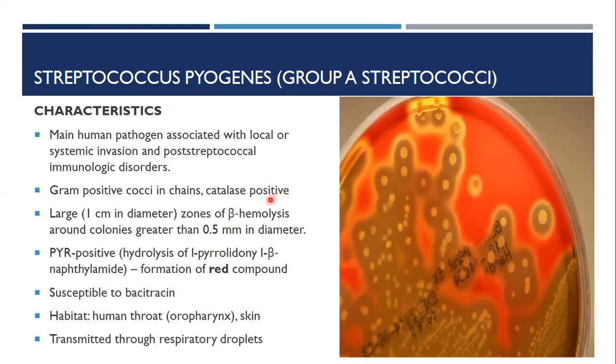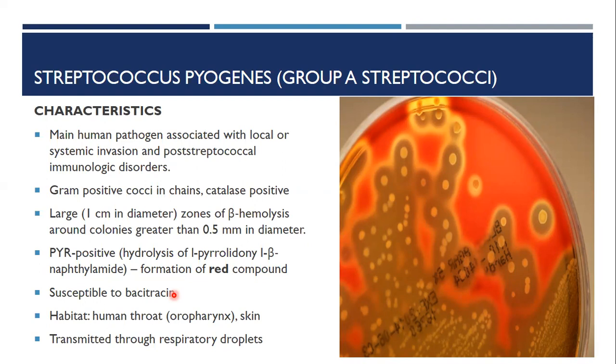And they produce large zones of beta hemolysis, as you can see here. There's actually clearing of the area of the agar surrounding the colonies. You see clearing of the agar there. Now, take note that being beta hemolytic, this is usually differentiated from the other beta hemolytic microorganisms through bacitracin testing.